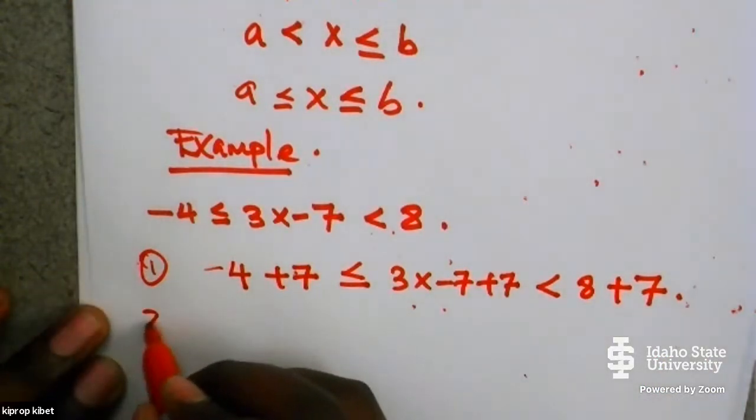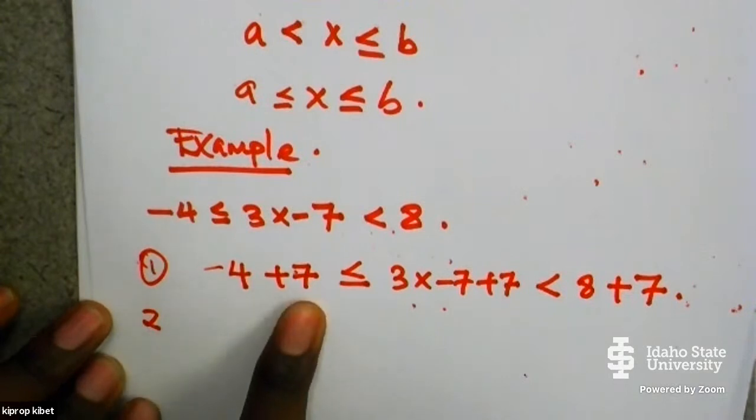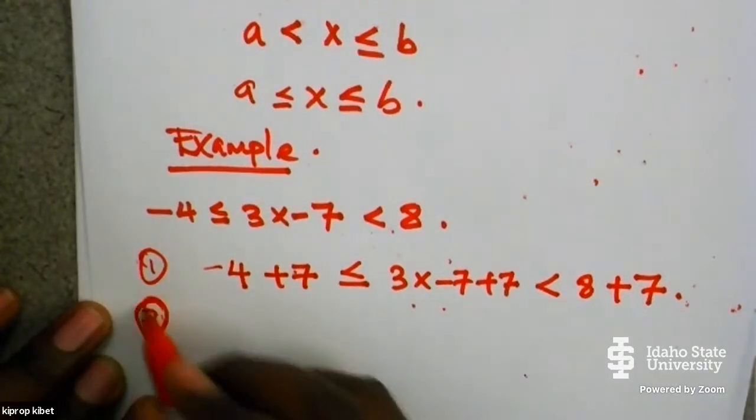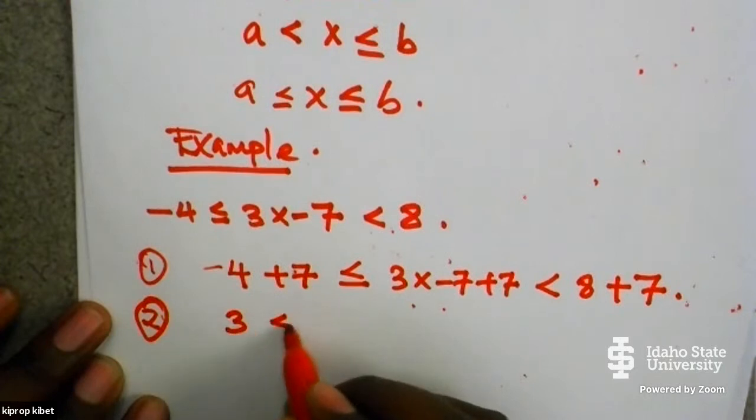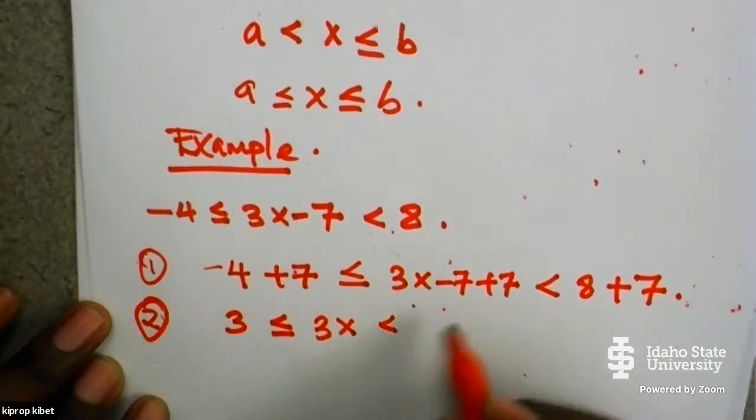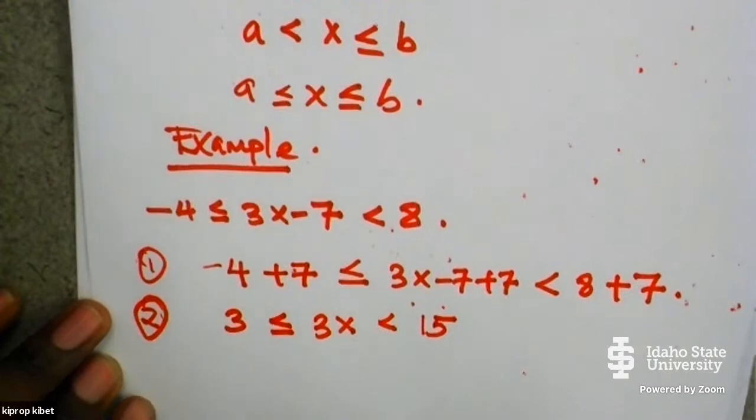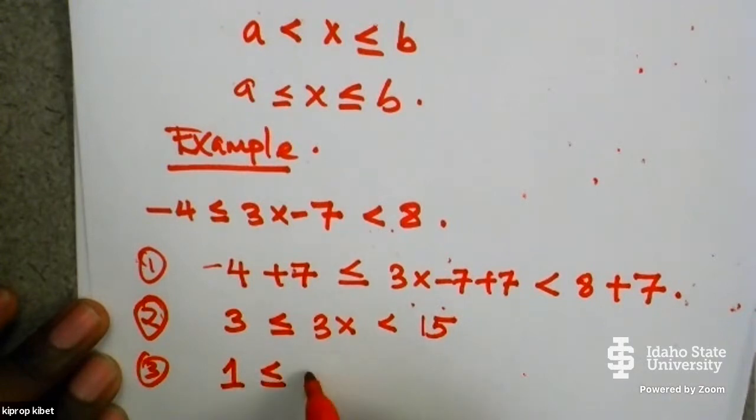Step number 2, solve this. So minus 4 plus 7 is what? 3. So this is 3 less or equals to 3x less than 15. Then you divide both sides by what? 3. So step number 3, it will be 1 less or equals to x, and then less than 5.